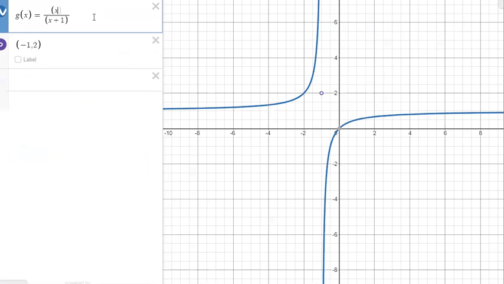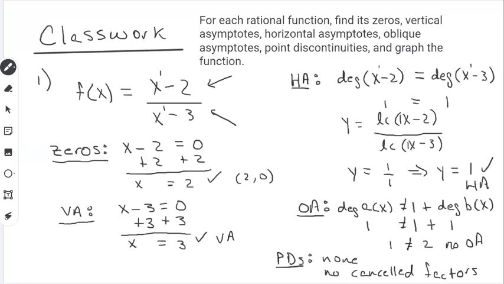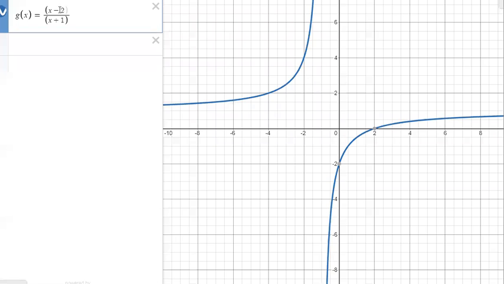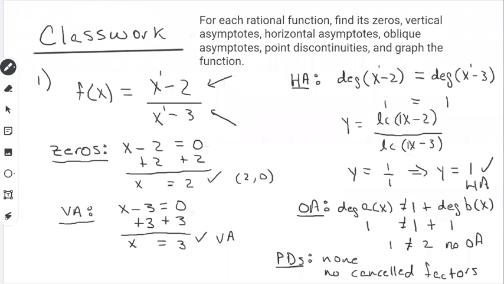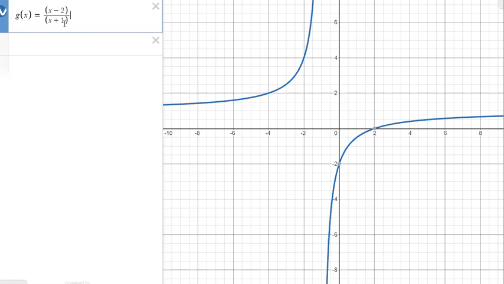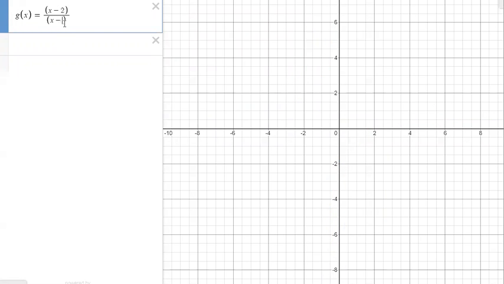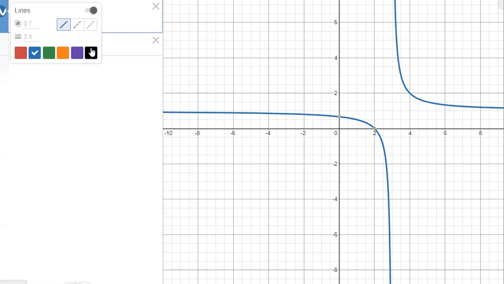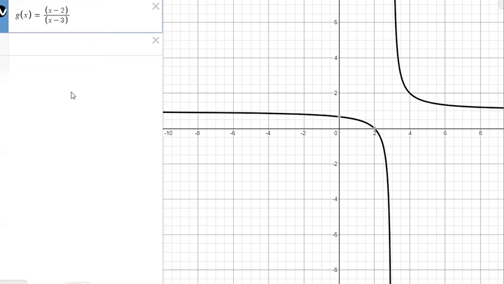All right, that's my bell, so I got to make this quick. Let me delete this. So on the top, we have x minus 2, and close that up. On the bottom, we have x minus 3. And we have our graph here in blue, which I'm going to change to black just for our discussion.